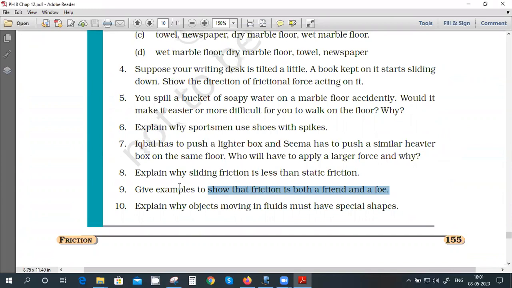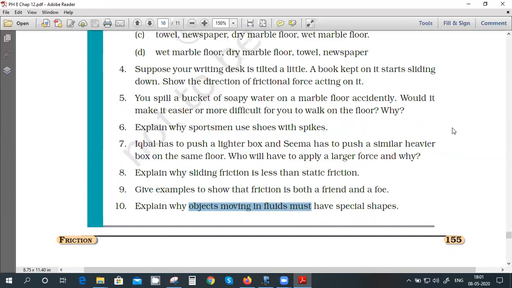What about this one? Give examples: friction is both a friend and a foe. Without friction, we couldn't walk or light matchsticks. We couldn't stop moving objects. And we already saw this one, right? Move to the next one.